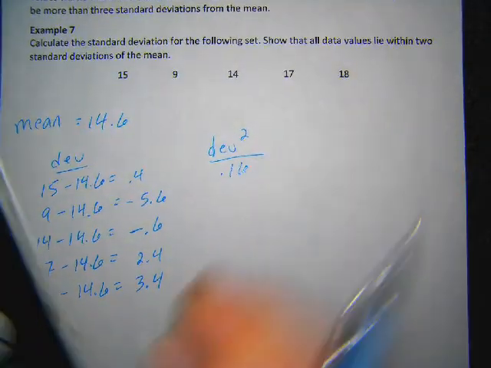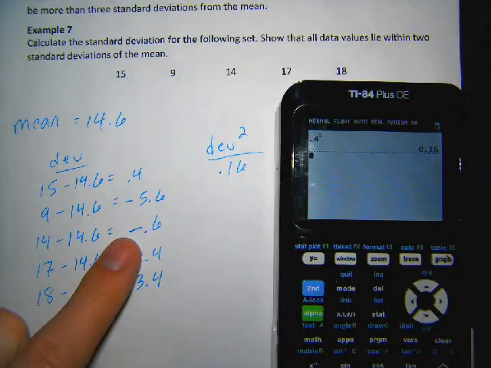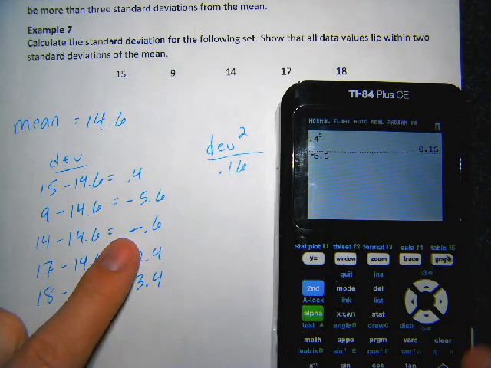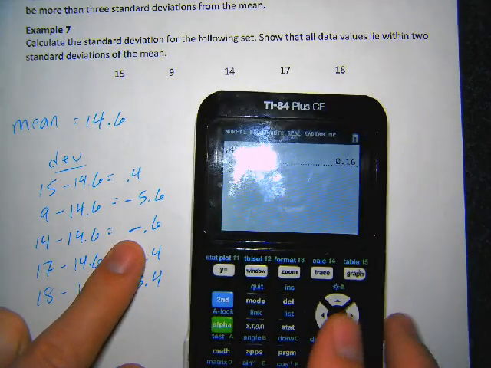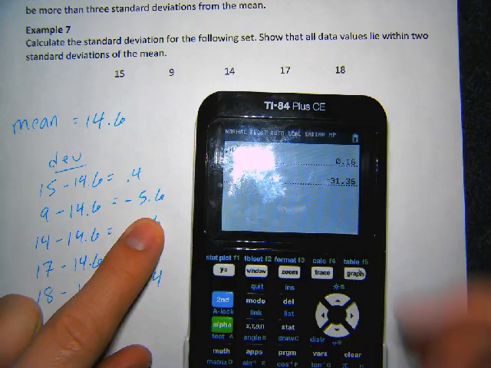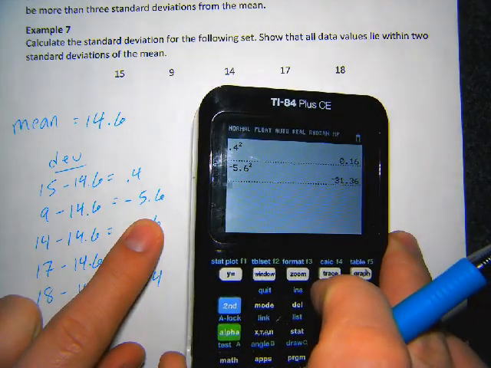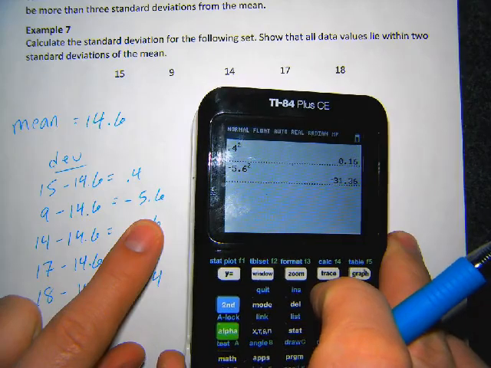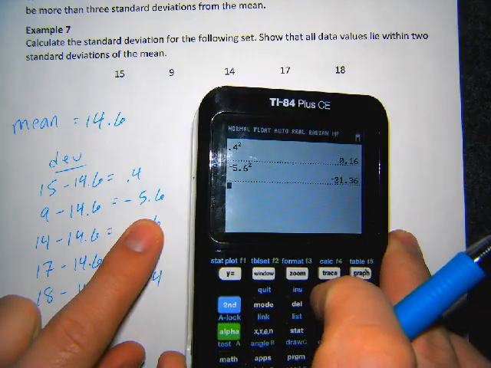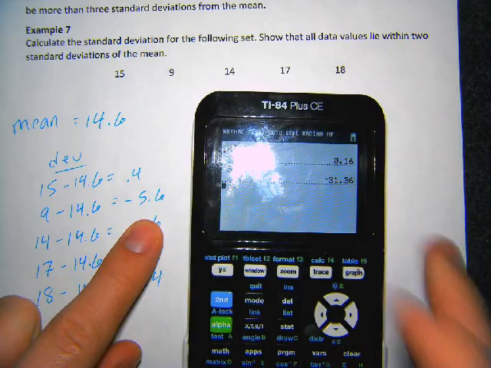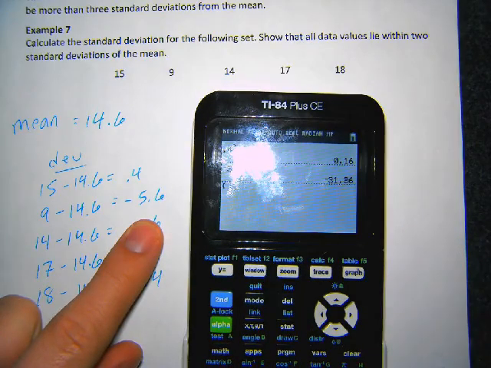Next, negative 5.6 squared. Now, if you're not careful with this and you're doing negatives like this, you'll see you get a negative answer. That's because you didn't type it in correctly. I get this all the time where people do standard deviation, they get a negative, and they go, well, the calculator said it's negative 31.36. No, you're supposed to be typing negative 5.6 in parentheses and then squaring it.